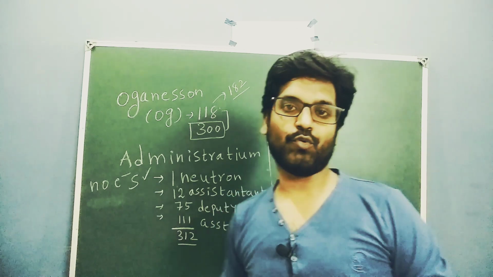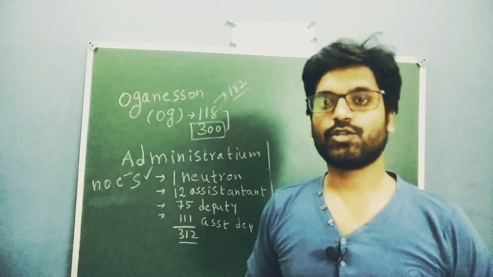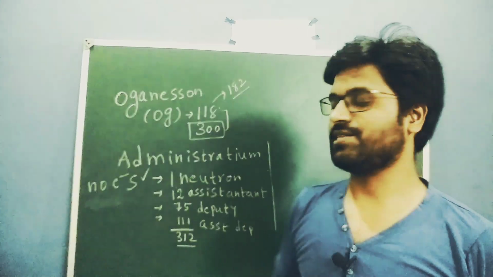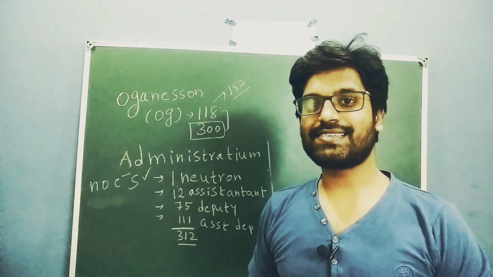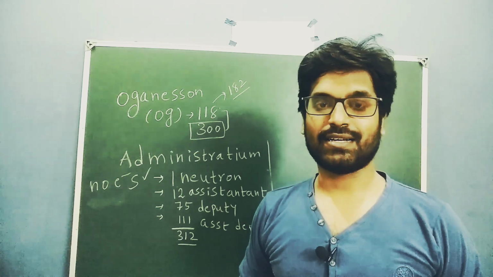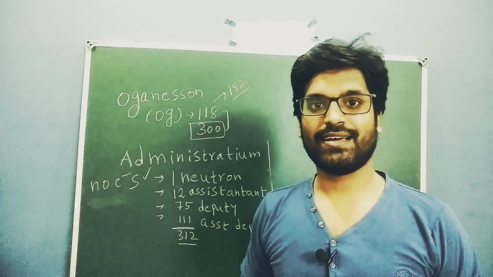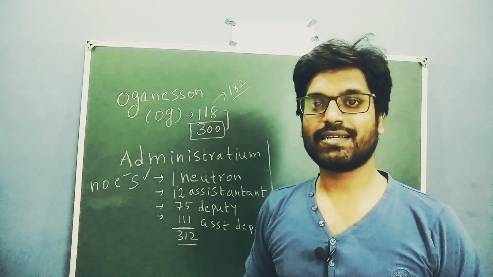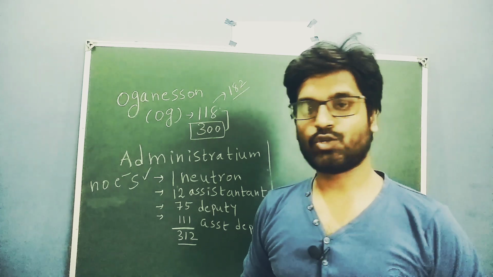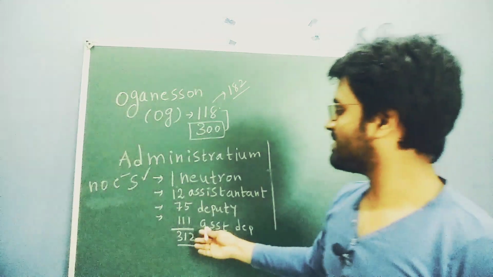But before that, a few years back, one element had been discovered. That element is administration. The funny thing about this administration is it has no electrons, okay. Though it has no electrons, it has neutrons, okay. So this is the element which has higher mass than organocell. The atomic mass of this particular administration is 312.